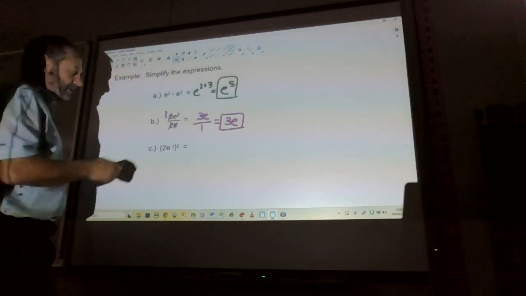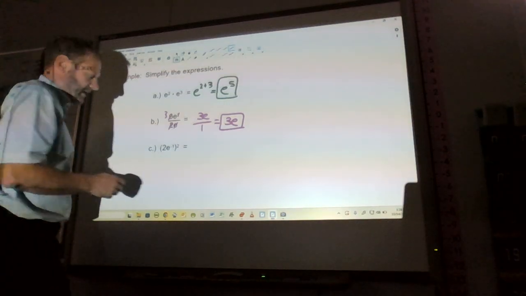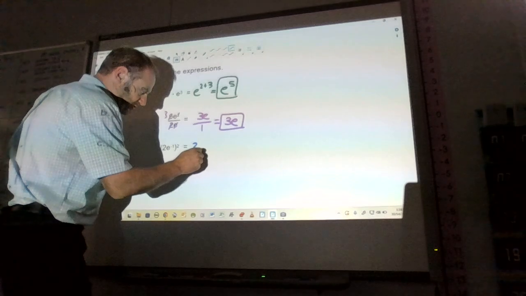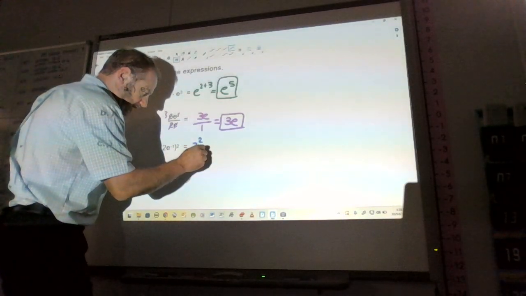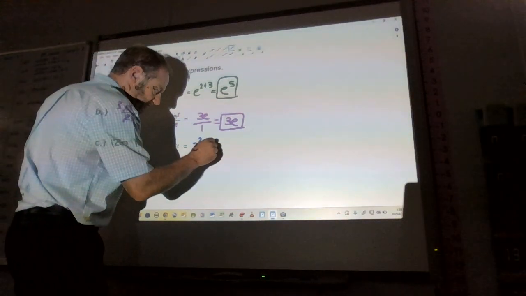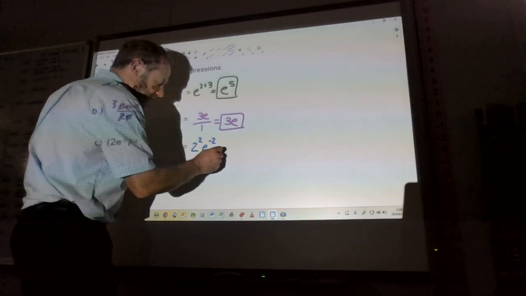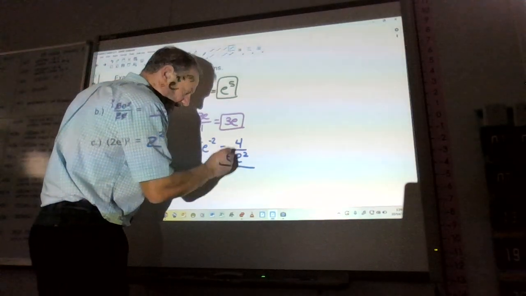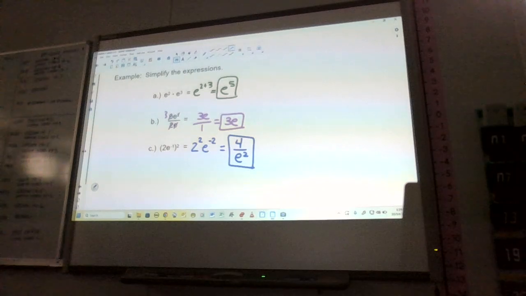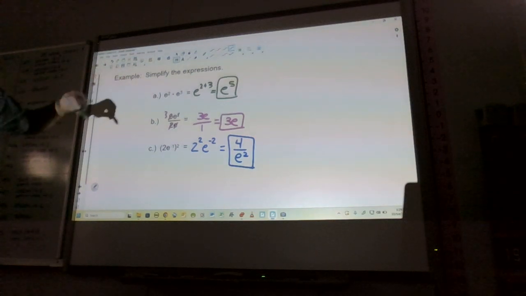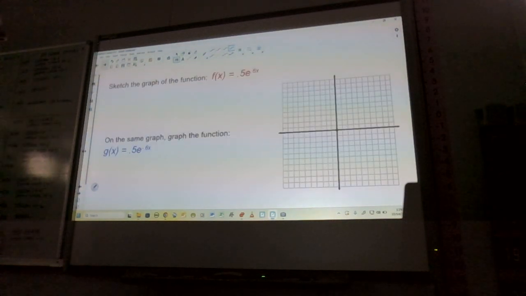Okay, and then 2e to the negative 1, all squared. I'm going to distribute my power in there, because remember that's 2 to the second times e to the negative 1 times 2, which is negative 2. So this is going to be 4 over e to the second, like that. That shouldn't be anything you haven't been exposed to already.